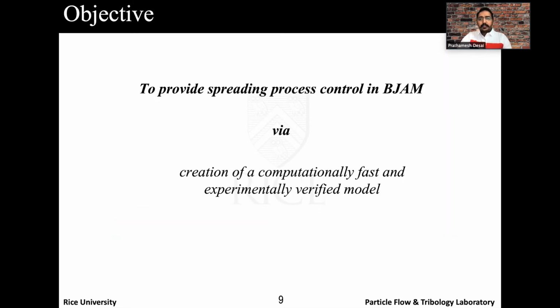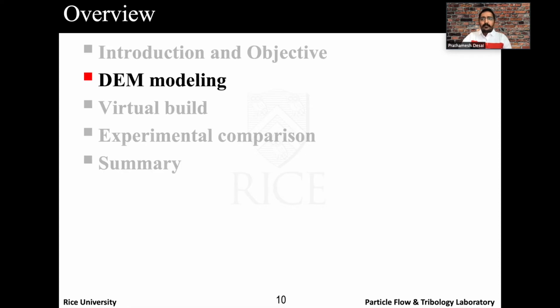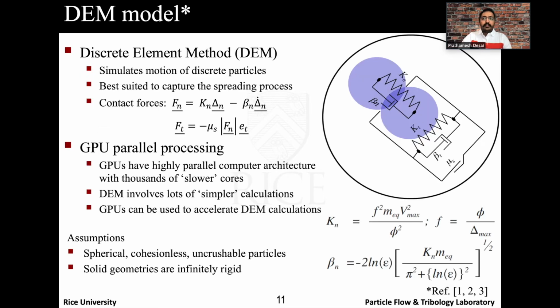So this brings us to the objective of this study. It is to provide spreading process control in BJAM via creation of a computationally fast and experimentally verified model. I say verified because it's not validated, it's only verified. Now let's move on to understand the modeling framework we have used in this particular study. It's a purely DEM based approach.